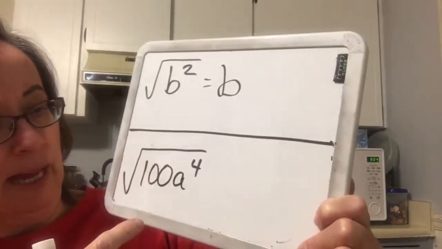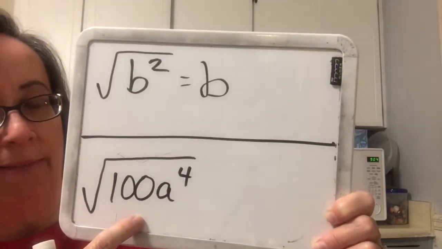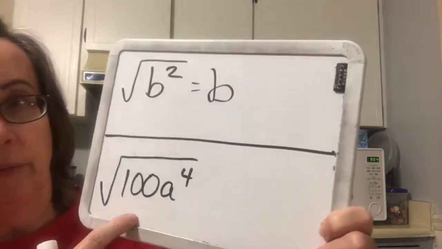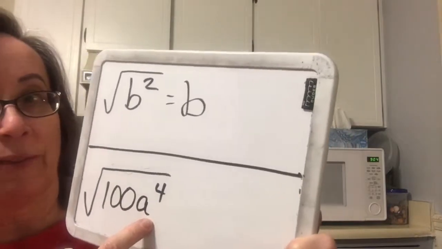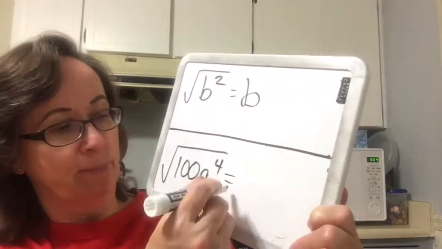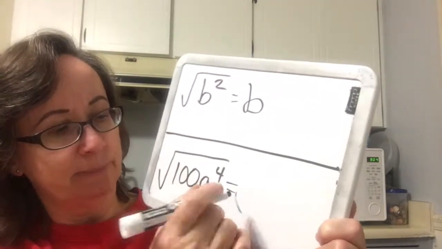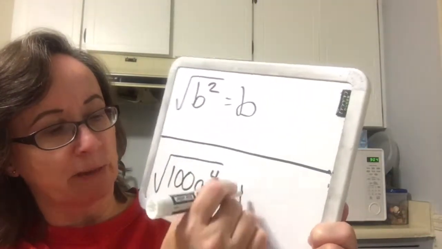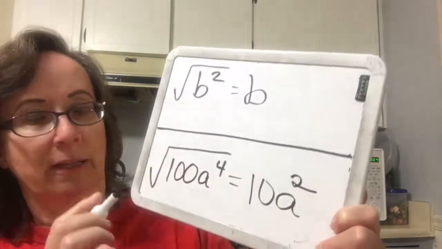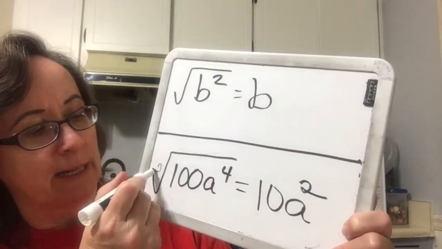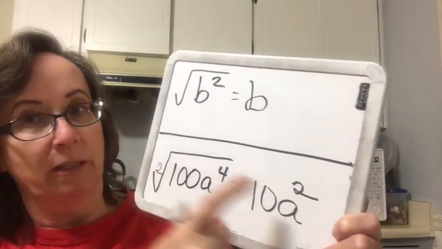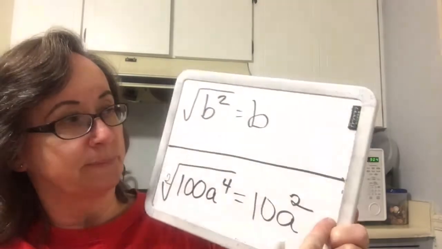This one, I'm going to look at it and say, hey, that is already completely a perfect square. 100 is 10 squared, and a to the 4th is a squared squared. So this is going to become 10. Since it's already perfect, I'm not going to write it again. 10a squared. So basically, remember that this is an understood 2. And to simplify that, 4 divided by 2 is 2.